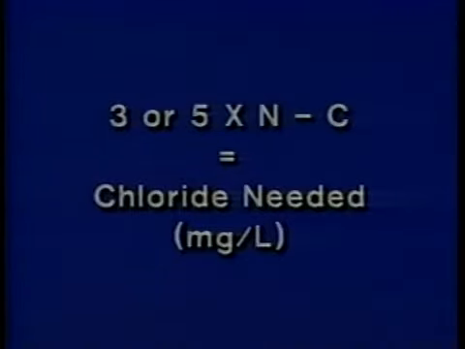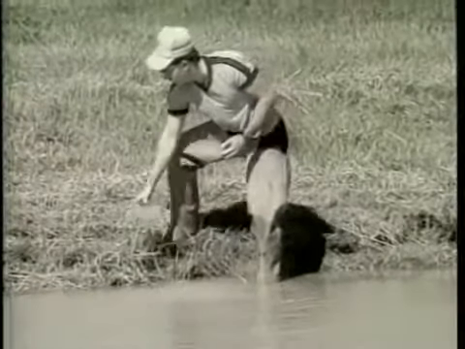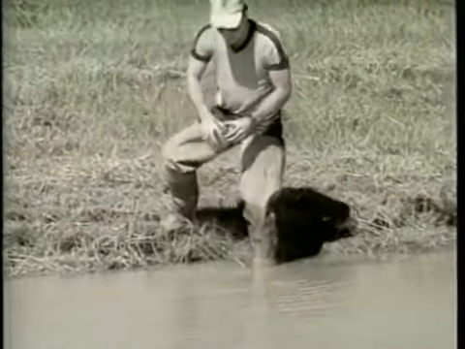3 will generally keep the fish from being stressed, but since salt is cheap, 5 times the nitrite concentration is often used to help ensure protection. If the number derived is negative, no treatment is necessary. If positive, the number of parts per million chloride should be added to the pond water. To test water using the low-range chloride test, proceed as follows.